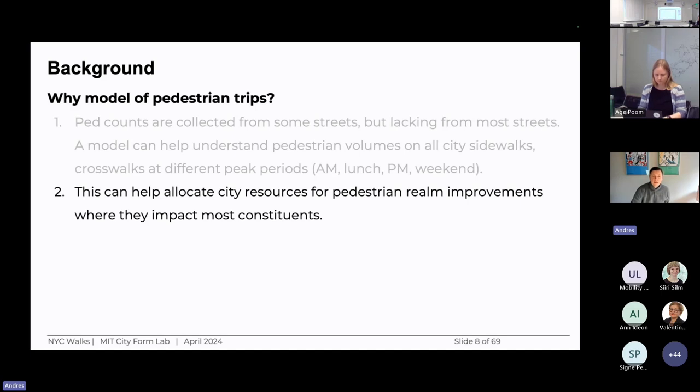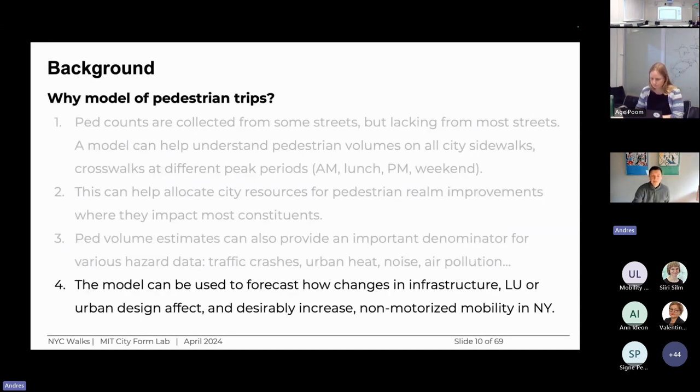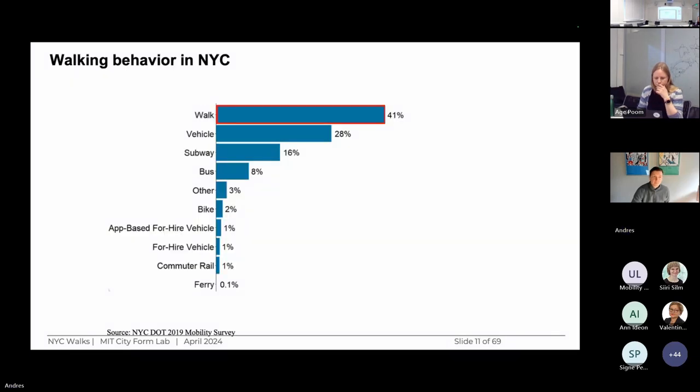This can be really important for allocating city resources, taxpayer resources, to locations where they matter most, to places that impact the most constituents. And in addition, as I will show, the pedestrian volume data can also be an important denominator for various hazard data, such as traffic crashes, exposure to urban heat, noise, air pollution, and so forth. And finally, and perhaps most ambitiously, such a model can help us forecast how future changes in development permitting or planning permitting can help us understand how such plans, if realized, will impact non-motorized trips in the city.